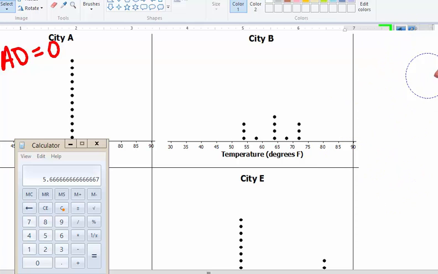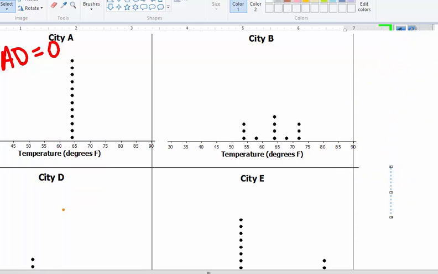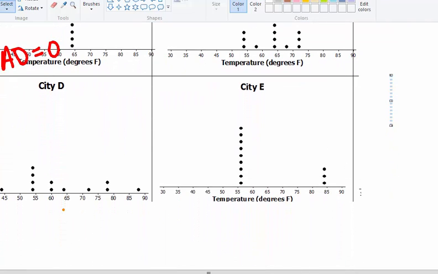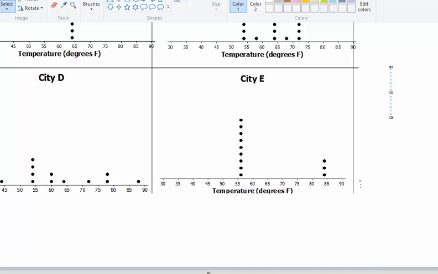Okay, we're going to do one more. Since they're so long, we're only doing one more. And we're going to do it for E. So I'm going to find the MAD again. My average temperature is what? 63. And so I'm going to look. This looks like it is about 56 degrees.